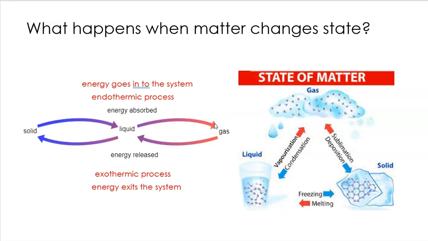If we go in the opposite direction from a gas to a liquid to a solid, energy has to be removed from the system. Something gets colder because heat is removed, not because coldness is added. So when a gas condenses into a liquid and then liquid freezes into a solid, heat energy has to be removed from the system, and that is called an exothermic process.